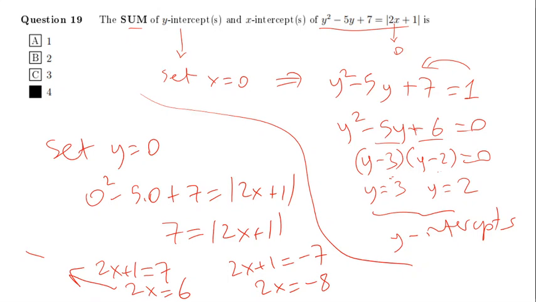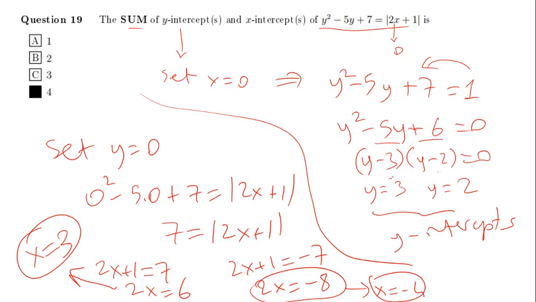And here you will get x equal to 3. And here you will get x equal to minus 4. So these are the x-intercepts. And you add all of them. So you got 3 plus 2 plus 3 plus minus 4. So we get 3 plus 2 is 5, plus 3 is 8, minus 4, it's 4.